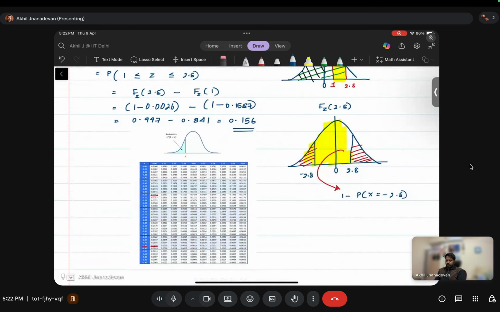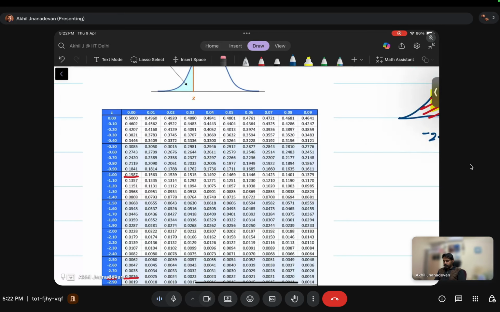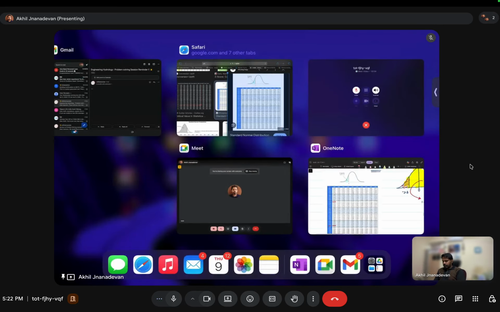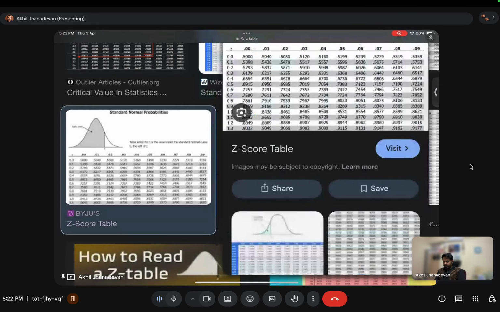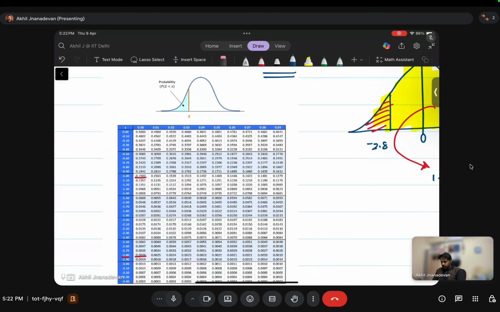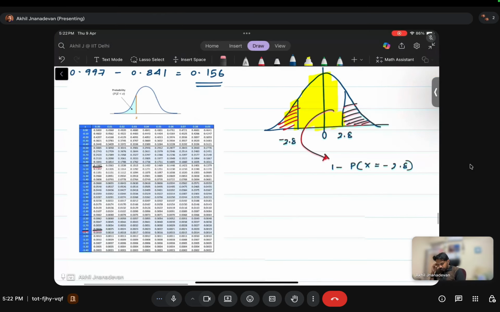Okay, so there will be different charts. As you see here, there are different ways in which these standard normal distribution values are defined. Seeing the chart or the graph given below, we can decide how to read it. Okay, so basically we got it.